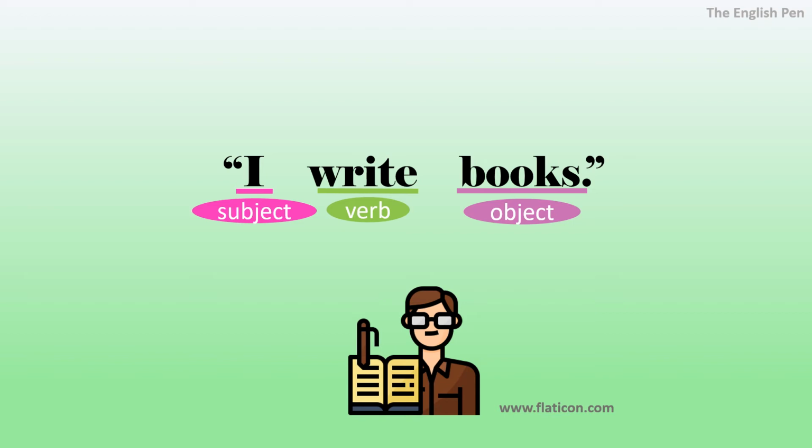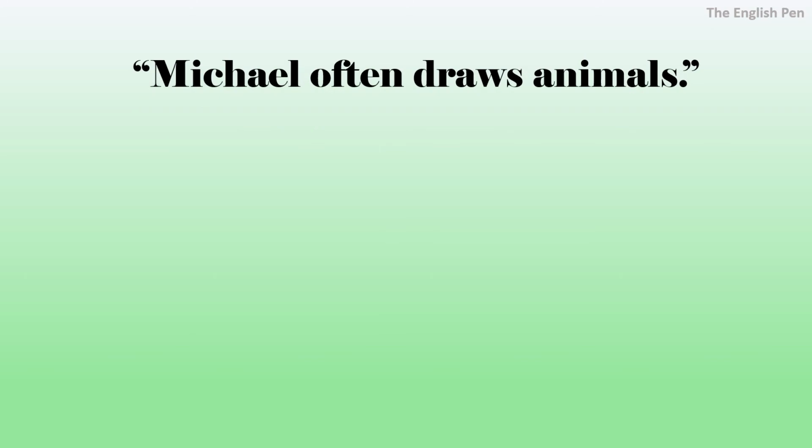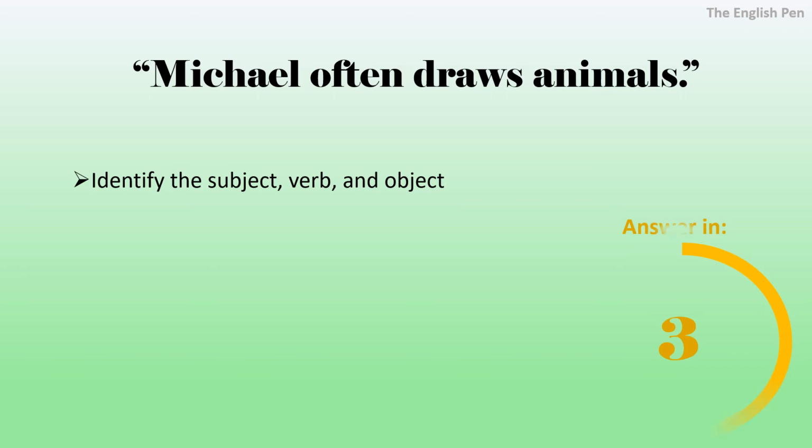Ready to try it for yourself? Here is the sentence. Michael often draws animals. Identify the subject, verb, and object in this sentence. Pause the video to figure it out.